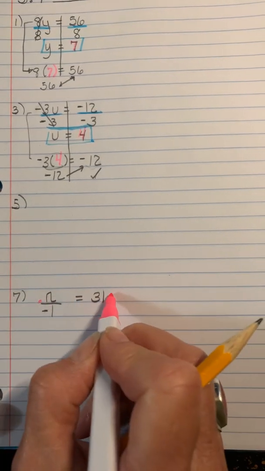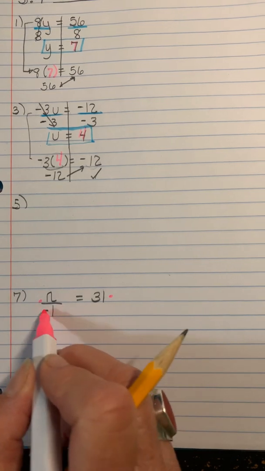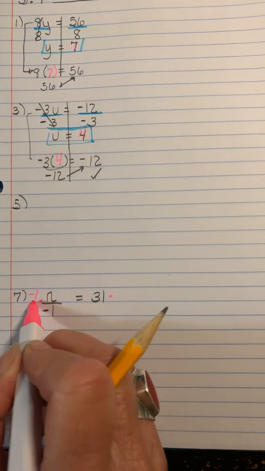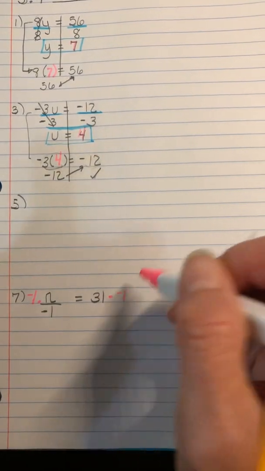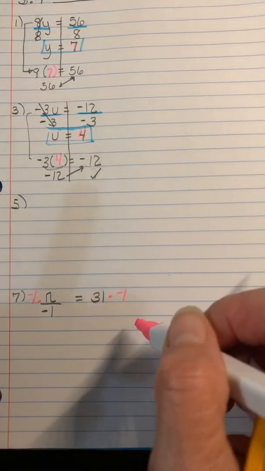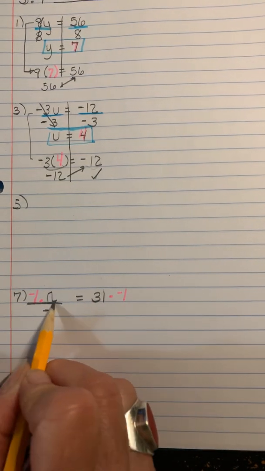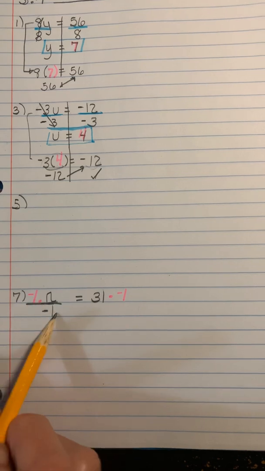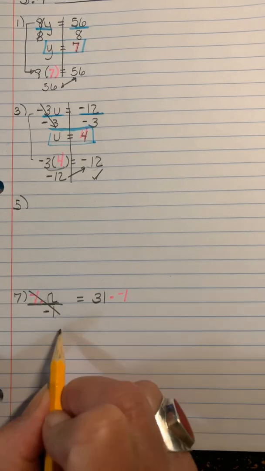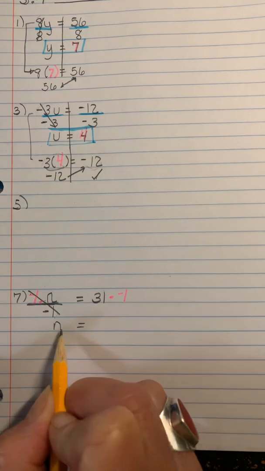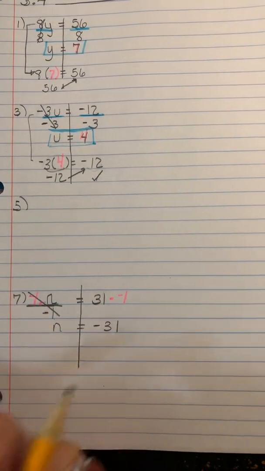This time you're going to multiply both sides by whatever's in the denominator. So if there's a negative 1, I'm going to multiply both sides by negative 1. Notice how I'm writing it next to it, not under it, next to it. Okay, because that way I can extend that line and I can look here, negative 1 divided by negative 1, that equals 1. And I'm left with n equals negative 31. That's your solution.